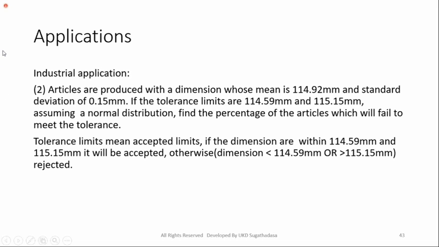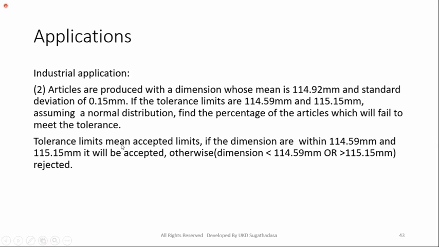Otherwise means a dimension either less than the minimum value, 114.59, then it will be rejected. Less than that, for example 114.0, then we'll reject. Then again, the upper area 115.15. If the length is greater than 115.15, then again we reject. Less than the minimum value is rejected, greater than the maximum value is also rejected. We accept only this particular range of dimension values. So that is what you call the tolerance, right?